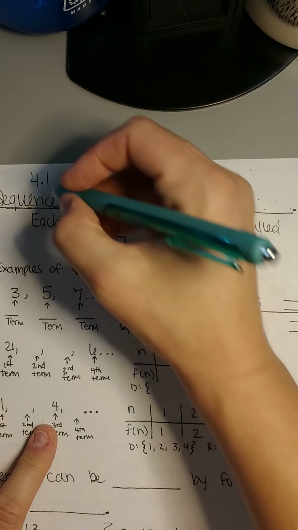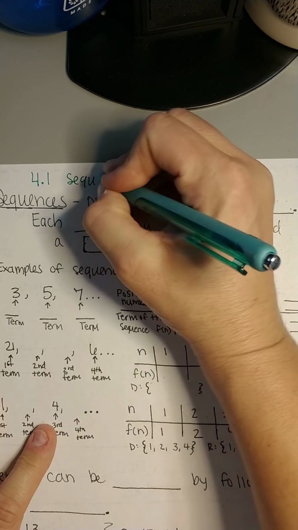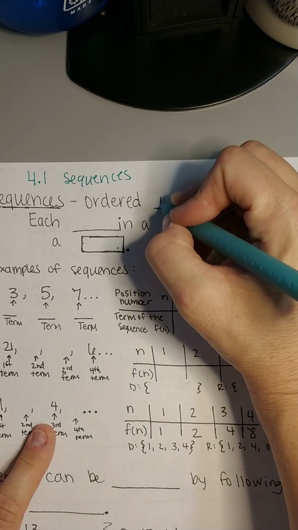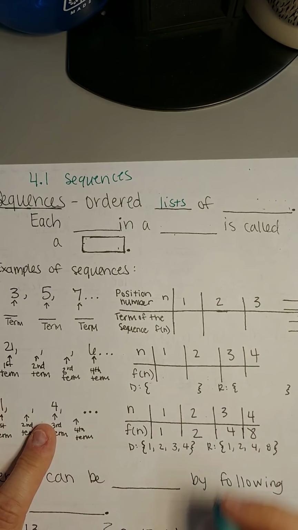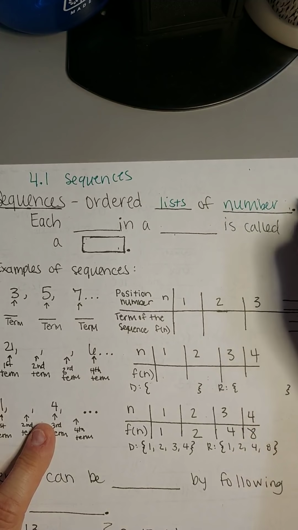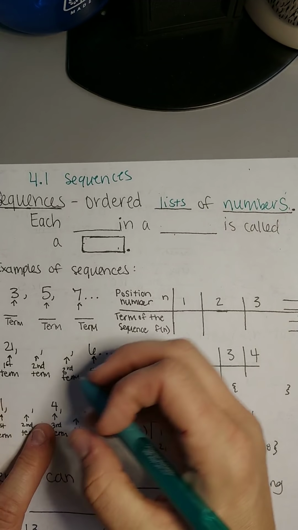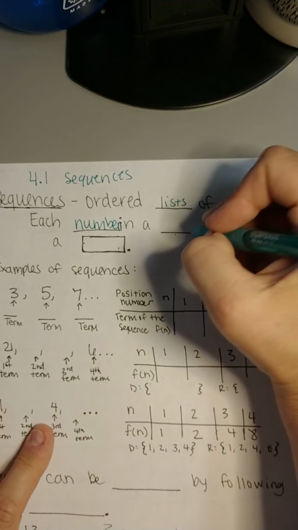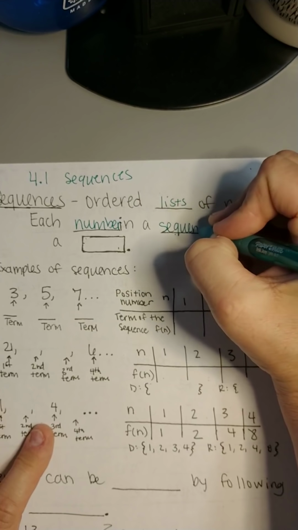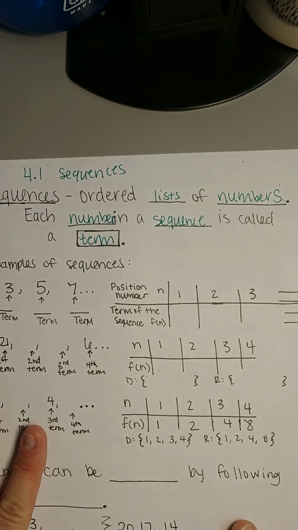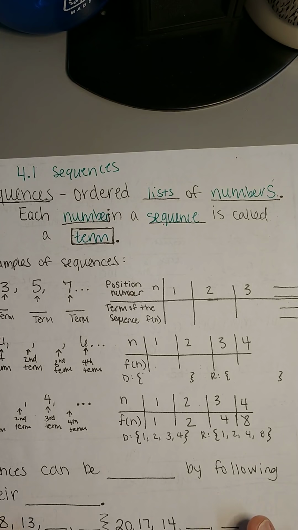So we're moving into module 4, and this is on sequences. So let's start with what is a sequence. A sequence is, or sequences are ordered lists of numbers. Each number in a sequence is called a term. And term is in the box because it is another key vocabulary term.